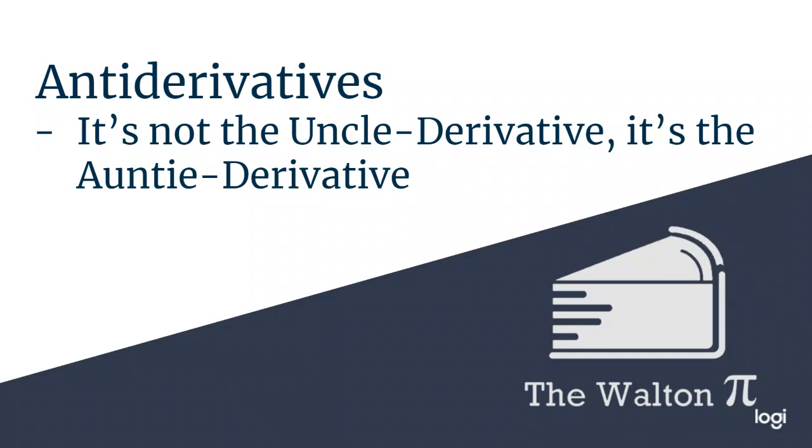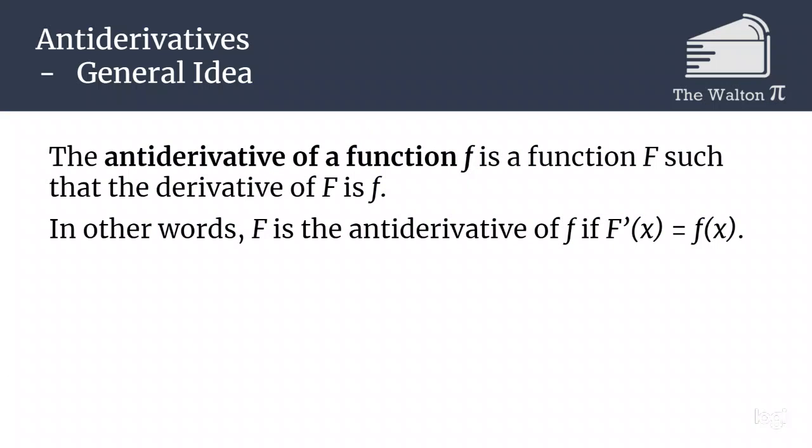Today we're going to start talking about antiderivatives. So the antiderivative of a function little f is a function big F such that the derivative of big F is little f. So in other words, big F is the antiderivative of little f if big F prime is equal to little f.